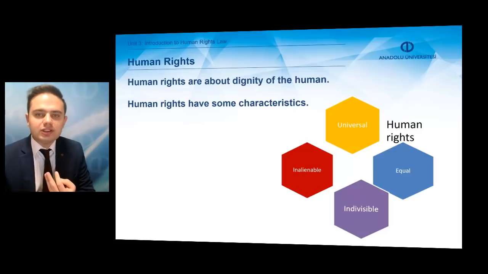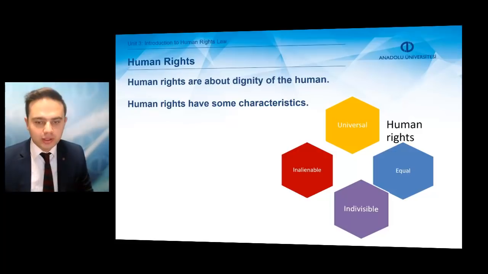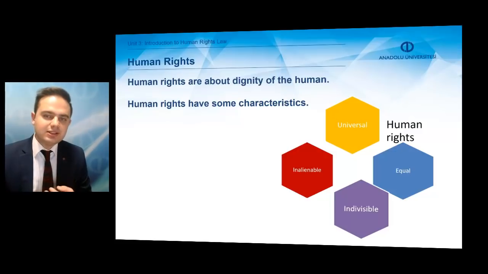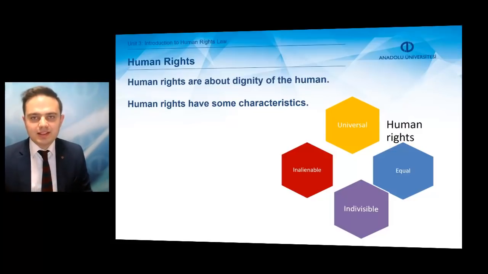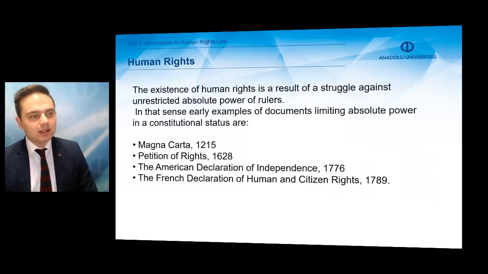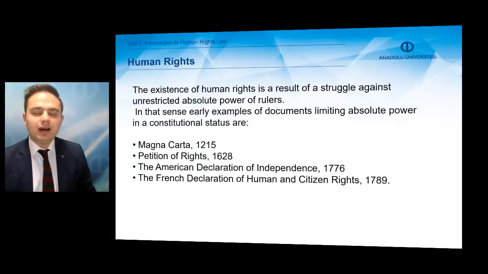So, human rights are universal. That means it's global. It's for everyone in the world. And human rights are equal. That means they are applied to all humankind equally. They are indivisible, it's clear, and inalienable. That means you cannot sacrifice that. You cannot give it to another person. It's yours.